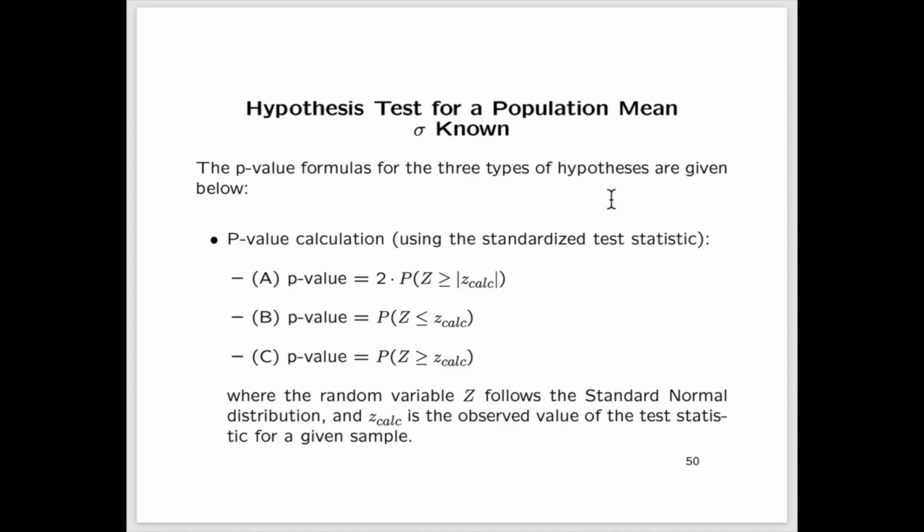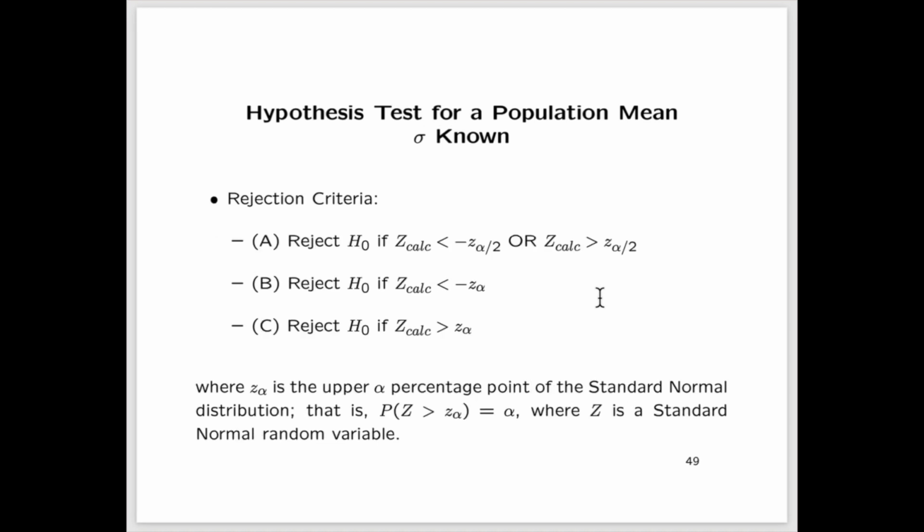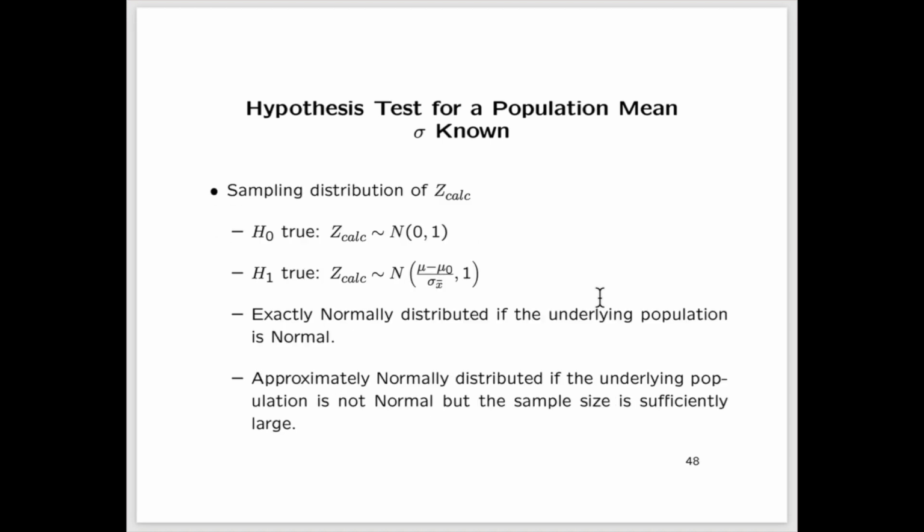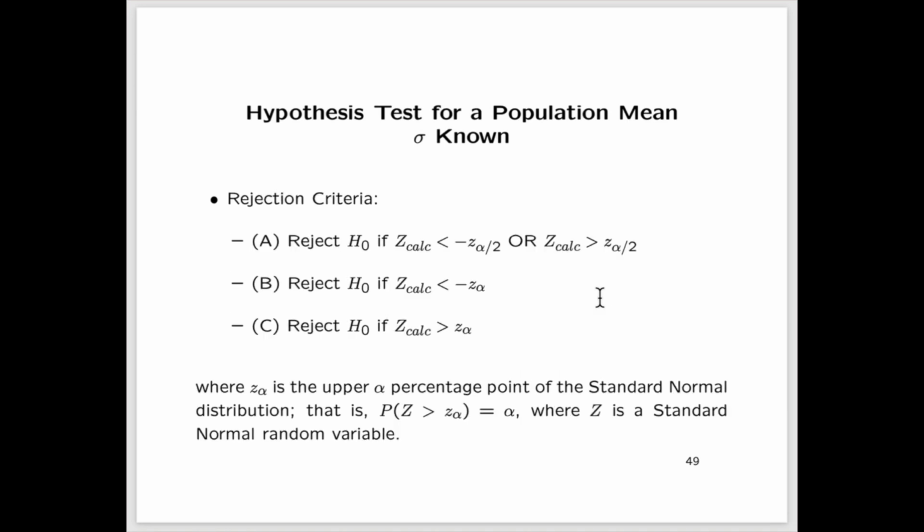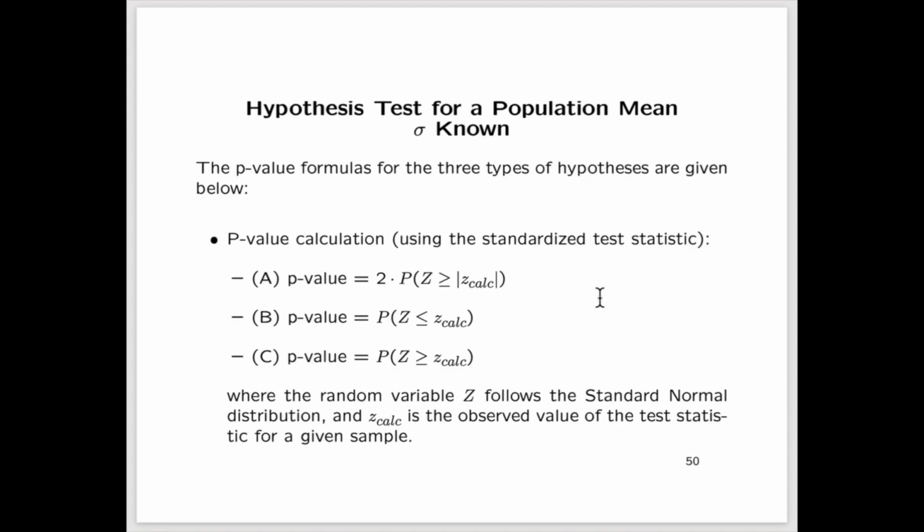We can also calculate a p-value for each of these three types of tests. In drawing a conclusion based on the data, we can use the test statistic method, where you calculate the test statistic and compare it to our rejection criteria. We can also calculate a p-value and compare that p-value to the significance level that we're using for the test. You can use either of those two approaches, but you typically would not use both. You would either use the test statistic method with the rejection criteria, or the p-value method.